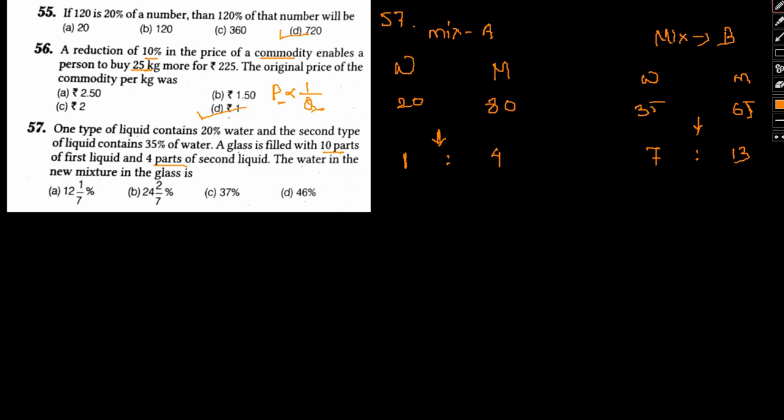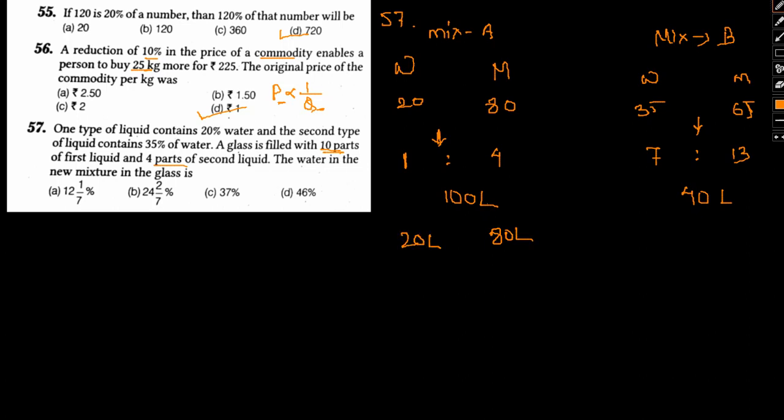So let me take 10 parts of the first liquid, right? Let me take 10 liters of this liquid. Oh no, let me do one thing. Let me take 100 liters of this liquid, say I have a very huge glass, 100 liters of this liquid and 40 liters of this liquid, because the ratio is 10:4. Now, we'll have 80 liters of milk and 20 liters of water.